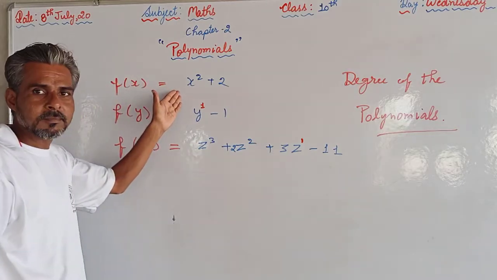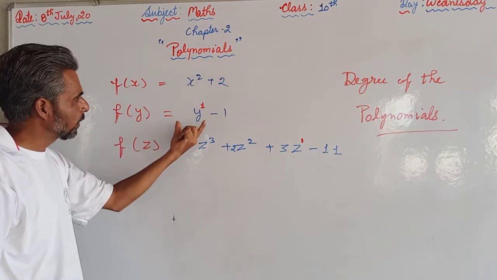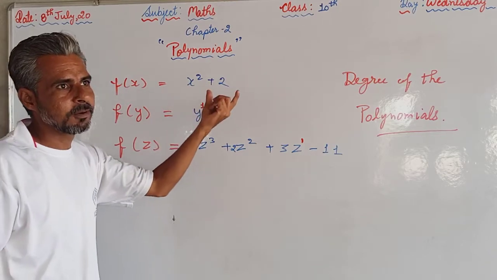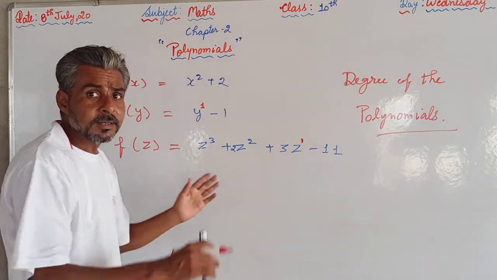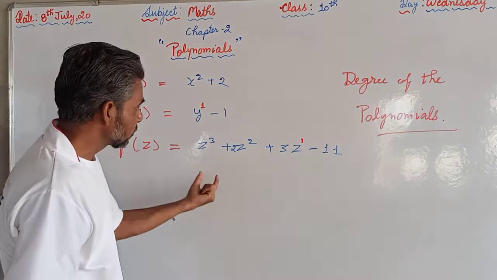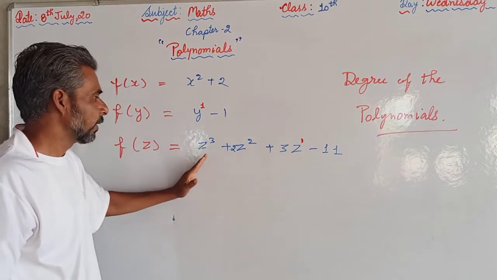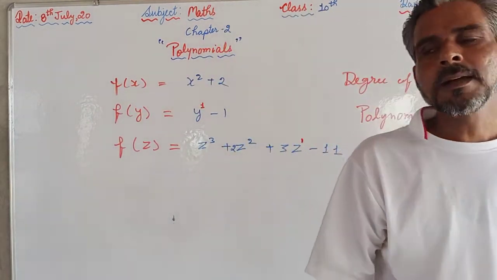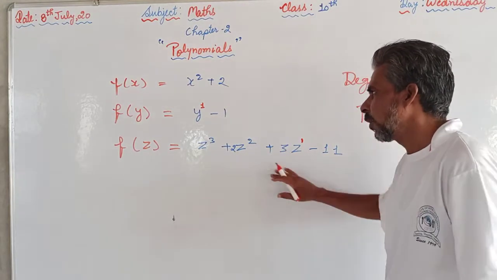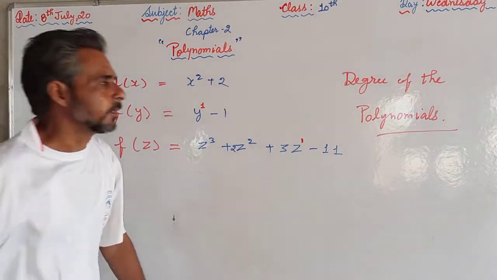यहाँ पे तो एक ही वेरिएबल है, उसकी जो पावर है वही डिग्री हो जाएगी. यहाँ पे भी एक ही वेरिएबल है, उसकी जो पावर है वो हमारी डिग्री हो जाएगी. यहाँ पे हमारा वेरिएबल z ही है, बट टर्म्स बहुत सारी हैं. यहाँ पे हमारी पावर है 1, यहाँ पे पावर है 2, यहाँ पे पावर है 3. तो हाईएस्ट पावर कितनी है? 3. So 3 will be the degree of this polynomial. Now this is regarding how to find the degree of the polynomial.